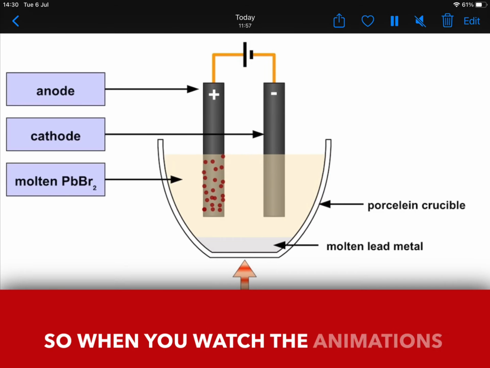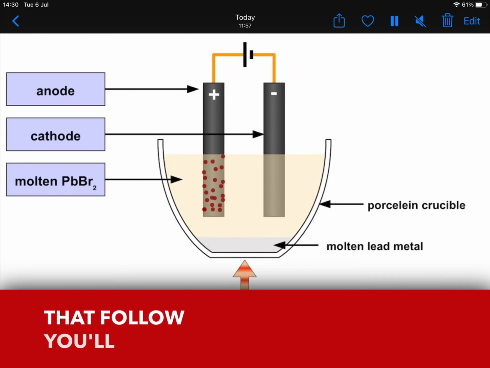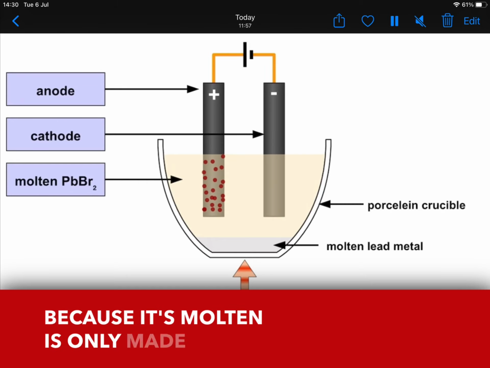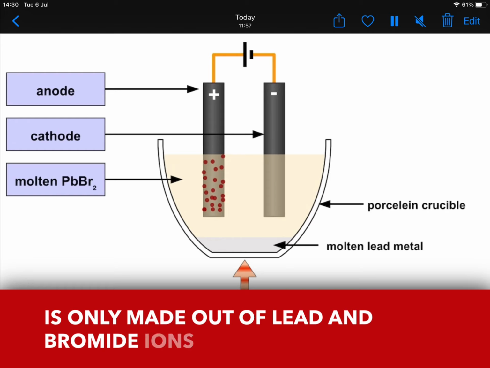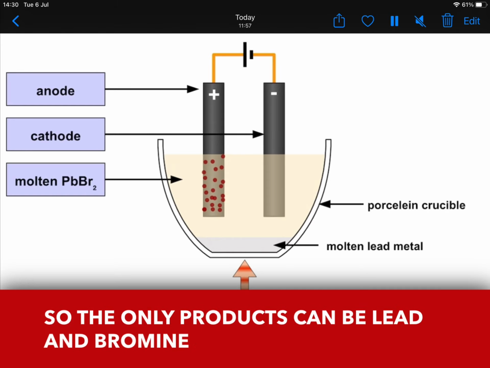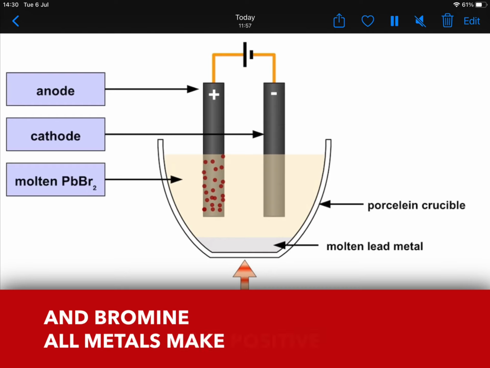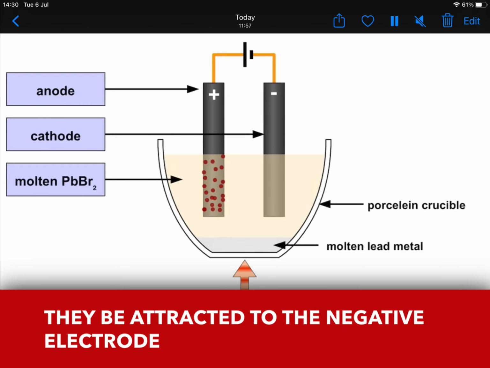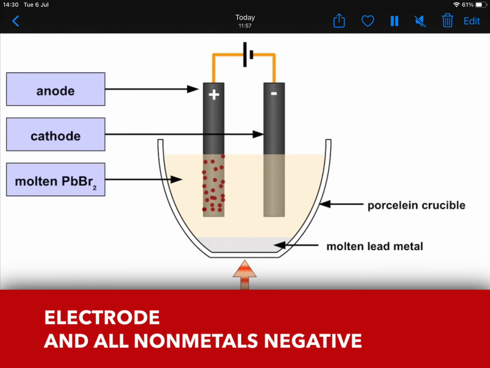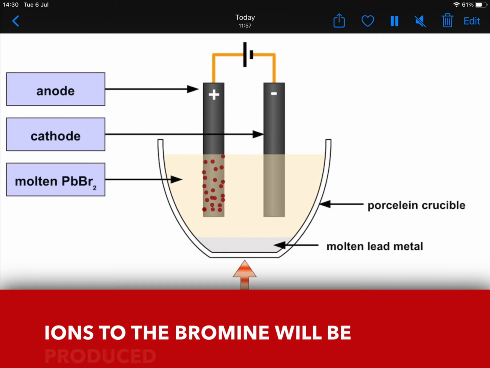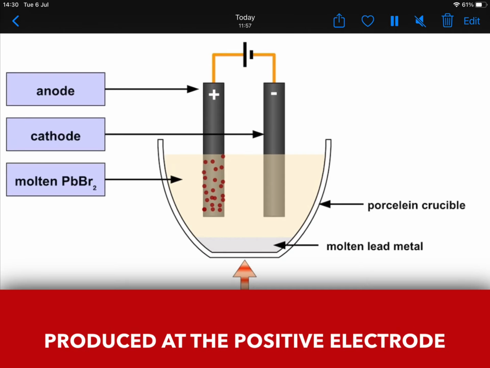So when you watch the animations that follow, you'll see that the lead bromide, because it's molten, is only made out of lead and bromide ions. So the only products can be lead and bromine. All metals make positive ions, so they'll be attracted to the negative electrode, and all non-metals make negative ions, so the bromine will be produced at the positive electrode.